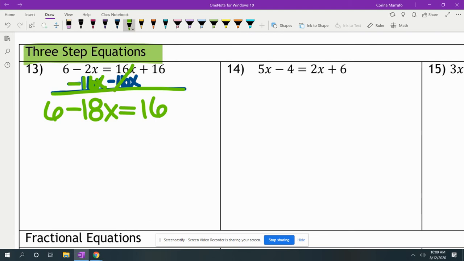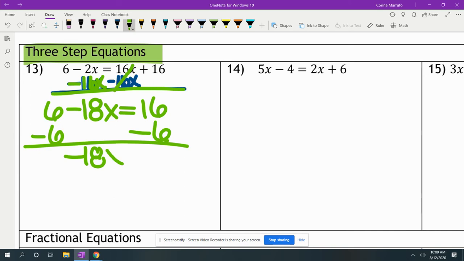Next, we are trying to get the x by itself, so we need to get rid of this 6 here. So we are going to subtract the 6 on both sides. So here we have -18x equals, we write the negative because of the minus sign up there in the front, 16 minus 6 is 10. Then our next step to solve for x is to get rid of this -18, and we're going to do that by dividing both sides by -18.